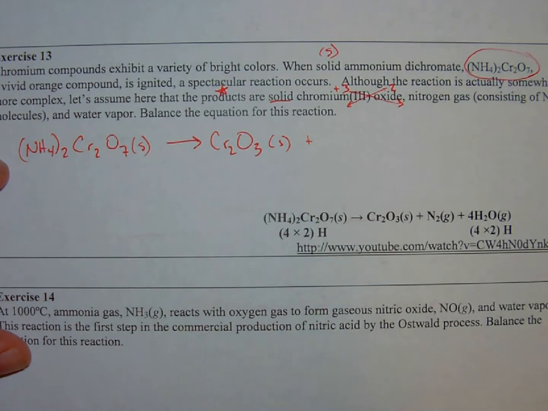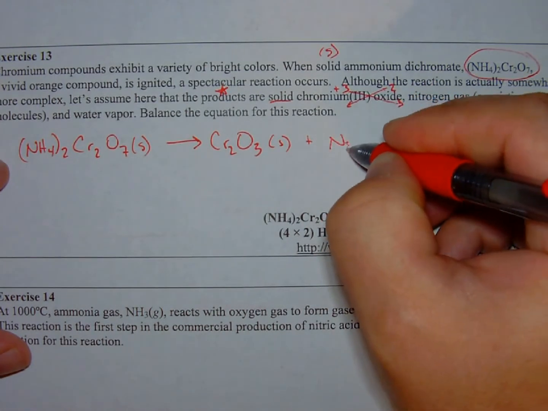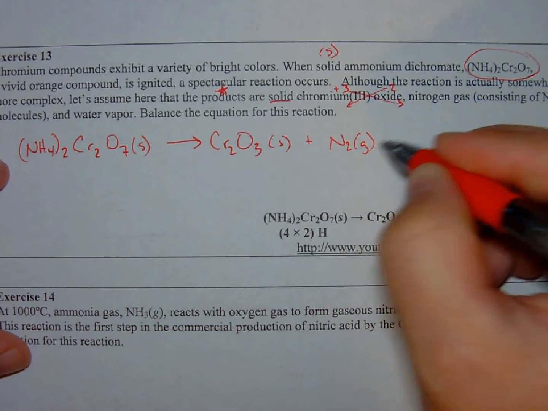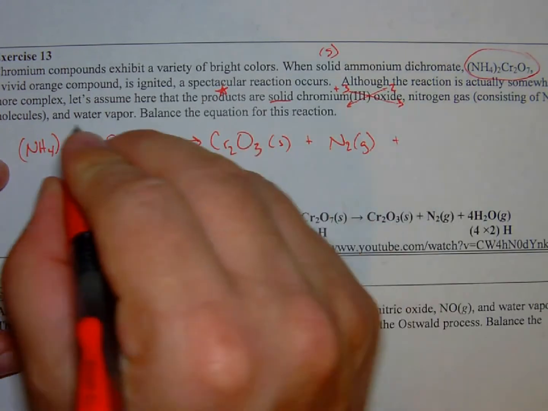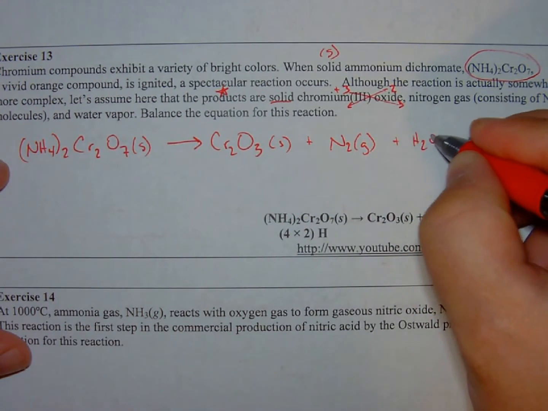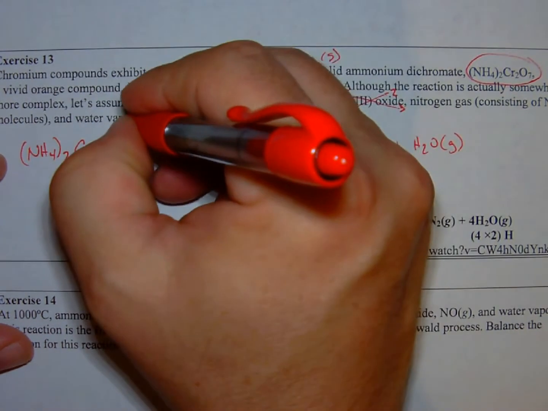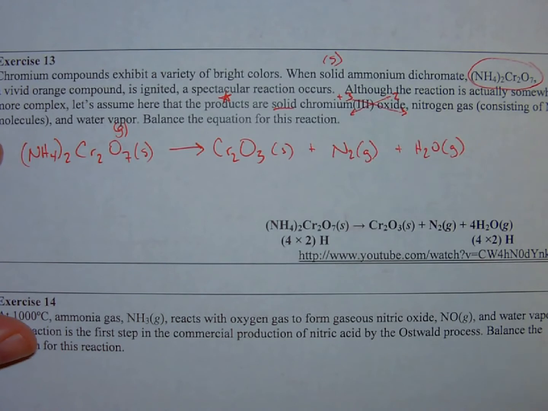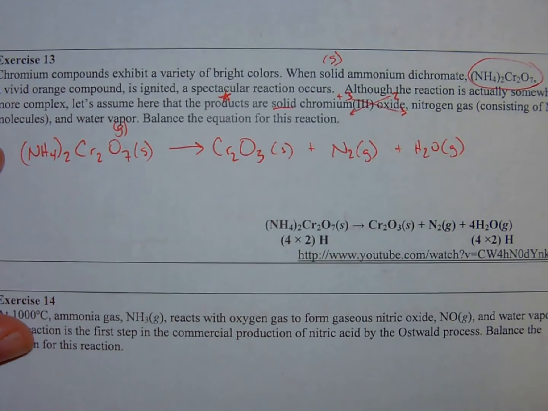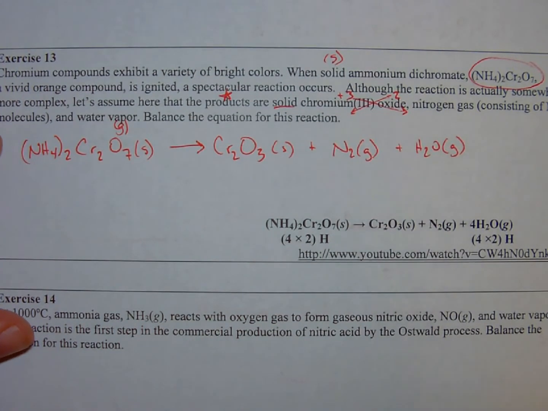And what else do I have? I have nitrogen gas, so I'm going to write G. And what else am I making? Water vapor. Vapor is another word for gas, with the added information that normally that substance at room temperature is a liquid. You know that room temperature water is typically a liquid, but in this case, after this reaction, there's enough energy present that it's become a gas. So saying water vapor is telling you that it's a gas.